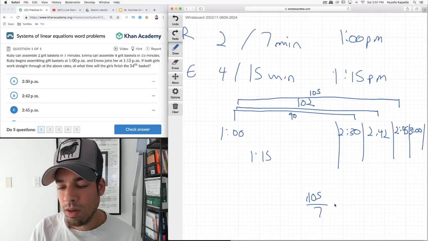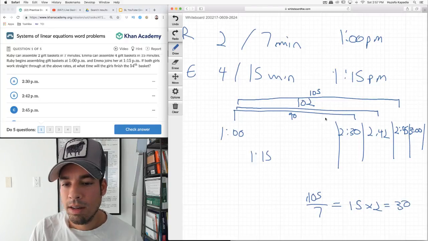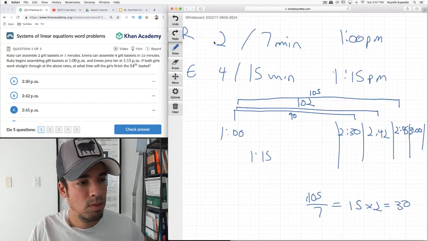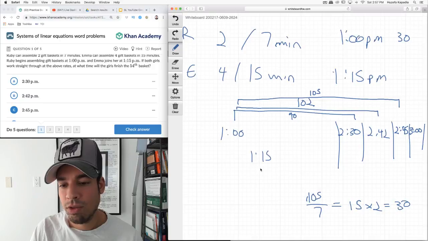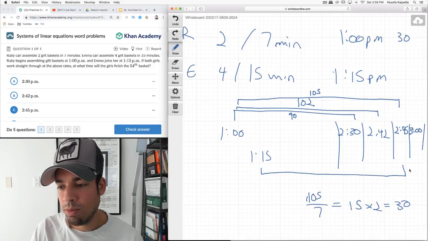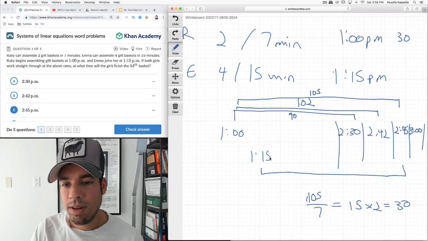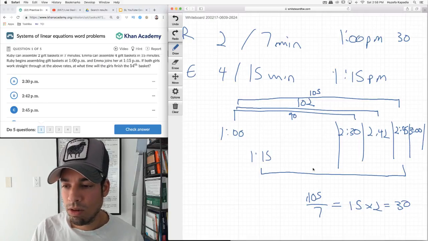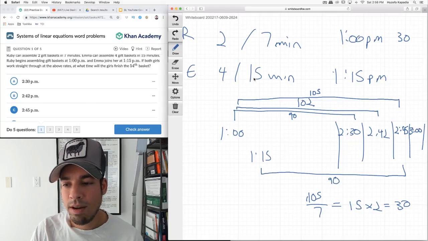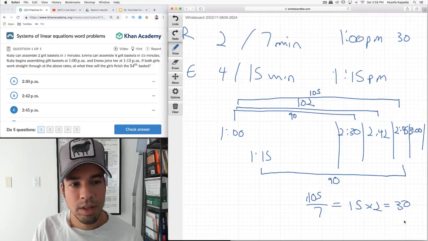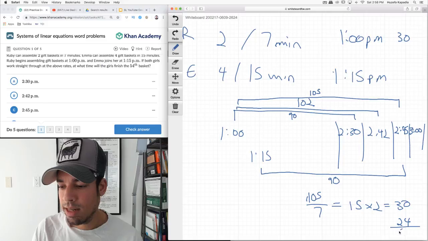105 divided by 7, which is 15, times 2, which means that by 2:45, what is it? Ruby has created 30 gift baskets. And Emma, okay, by 2:40, so let's just assume that we're in the same boat here. We're both going to 2:45. We're talking about 45 minutes plus 60 minutes. No, I'm sorry, 45. So we got 2 45-minute stretches, so an hour and a half or 90 minutes here. And since we can do 4 every 15, that's 24. And that is indeed 54.